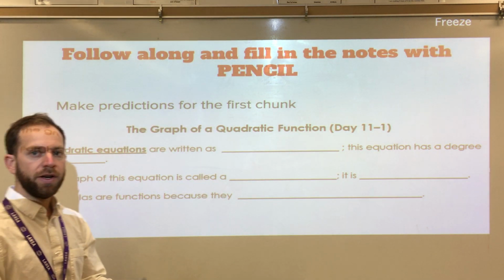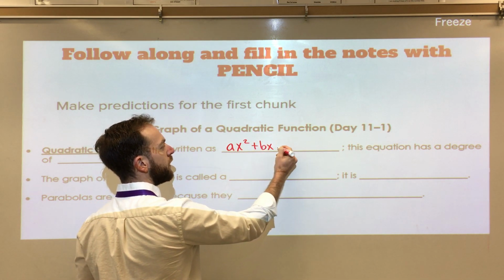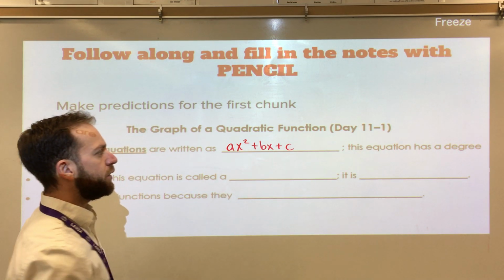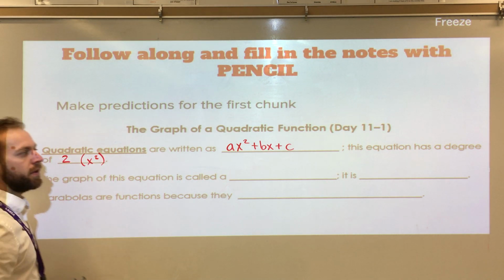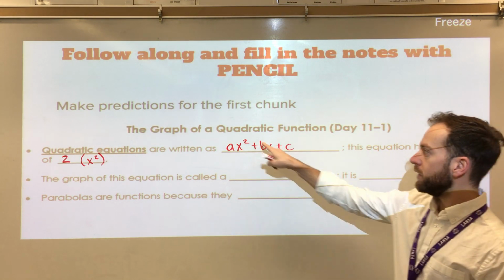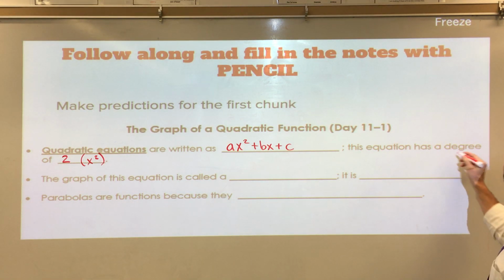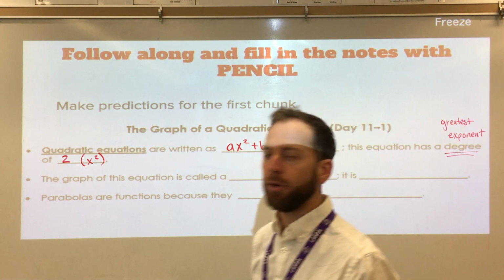Quadratic equations are written as ax squared plus bx plus c. This is the standard form for quadratic functions. This equation has a degree of 2, in this case the x squared. Think of a degree as the highest exponent that's going to be in the function. So in this case, the highest x degree is squared, or 2. So the degree is the greatest exponent.